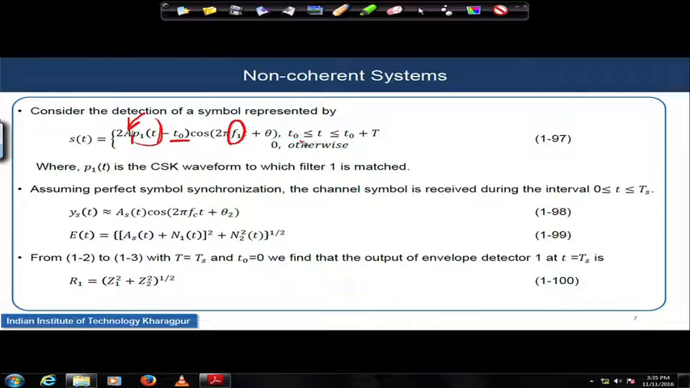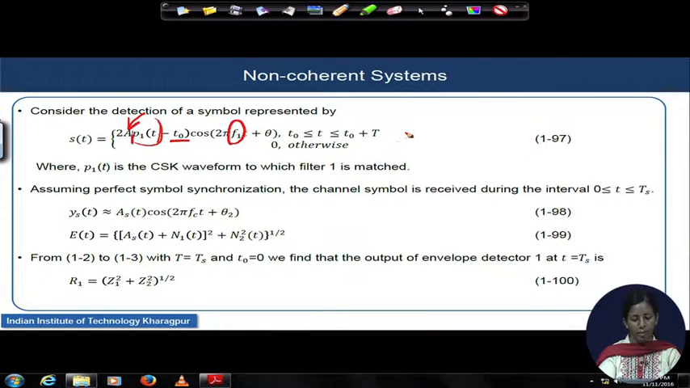This is the period of our interest, T0 to T0 plus capital T, and this P1(t) is the CSK waveform to which my filter 1 in the receiver architecture is matched. Please refer to the receiver architecture block diagram once more. Matched filter 1 was on the upper path, and filter 1 is matched with this P1(t).